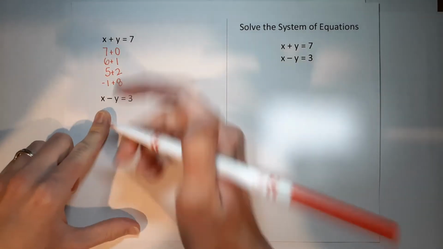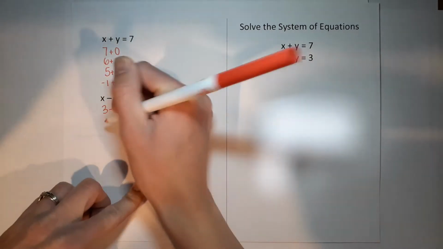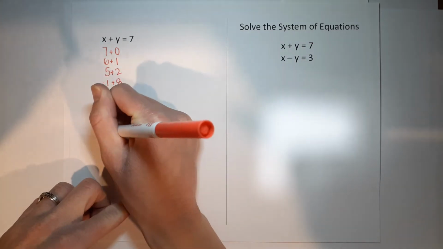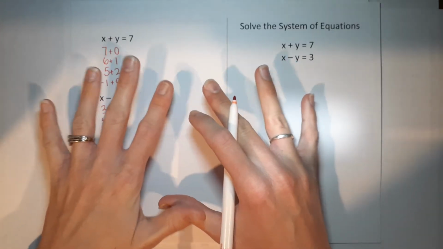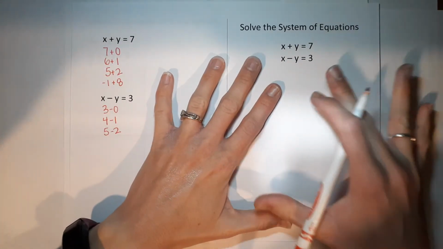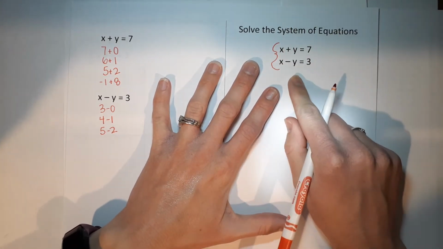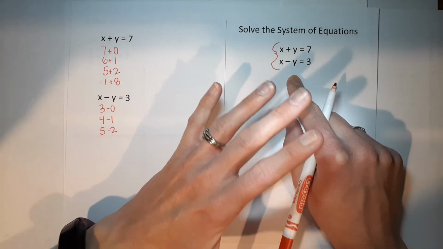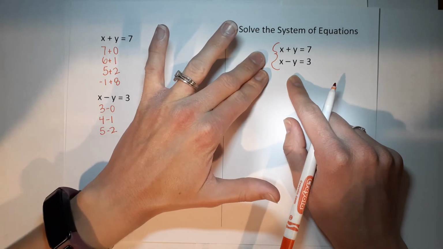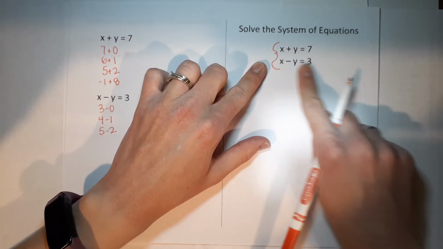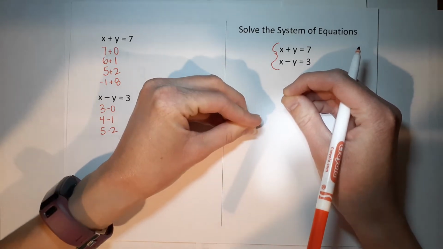Here, same thing. I could have 3 minus 0, 4 minus 1, 5 minus 2. I don't need to keep going, right? You see that I could keep going forever. So when they give you a system of equations, they're giving you more than one equation and they want to know what numbers work for both of these. Because there's literally infinity for this one, infinity for this one. They want to know the one that works for both of them.